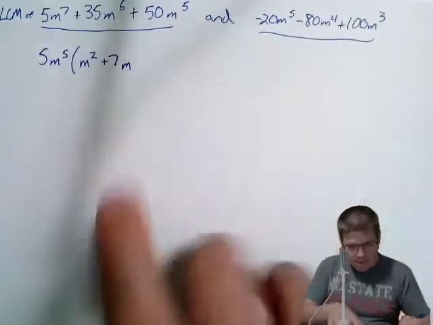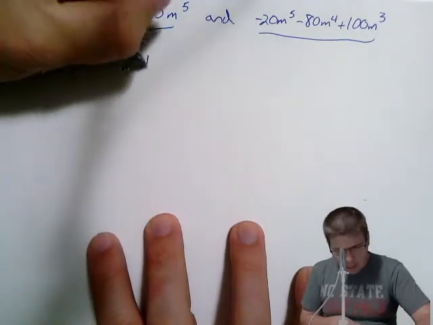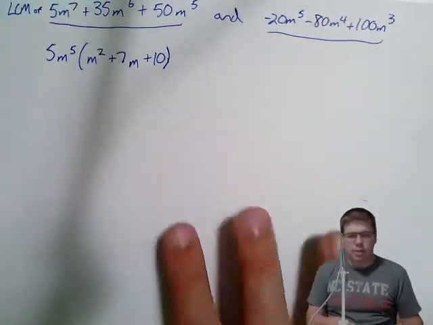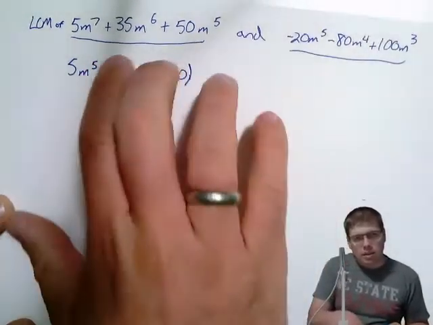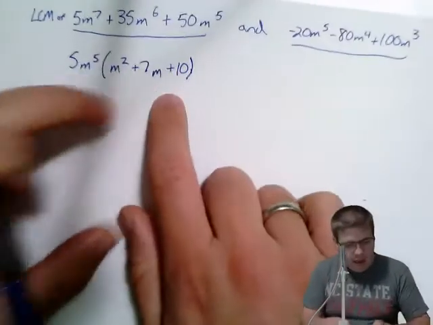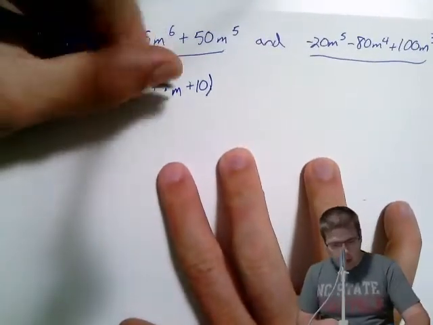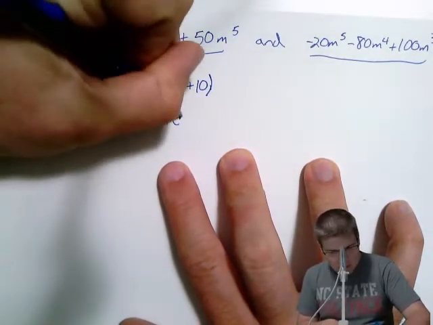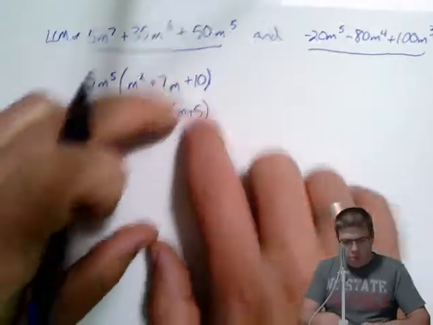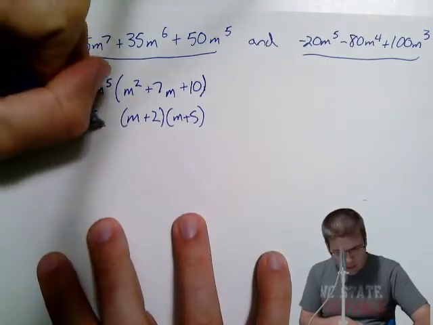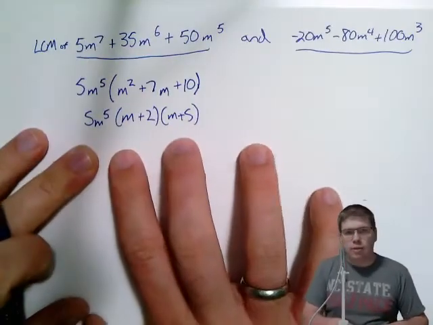And then 50 divided by 5 leaves me 10, and then no m's. All right, so I'm going to turn that into a parenthesis. And so we've factored out a greatest common factor there. Then can this factor further? We have a quadratic. Can we factor that further? Yes, we can. So m plus 2, m plus 5. Those two will multiply to be 10, add to be 7. So if I FOIL that together, we get this. And so now this left side is fully factored.